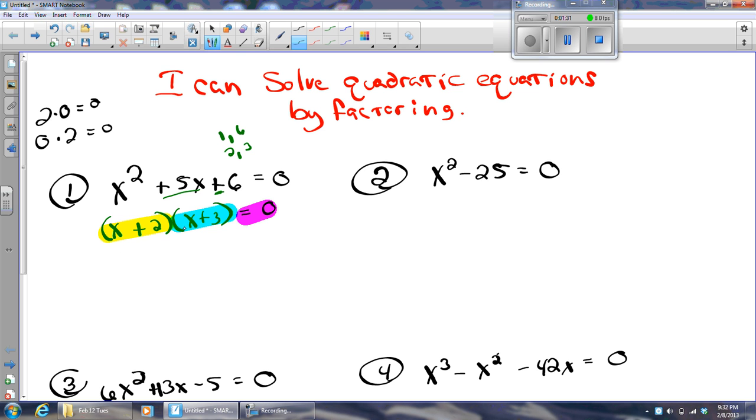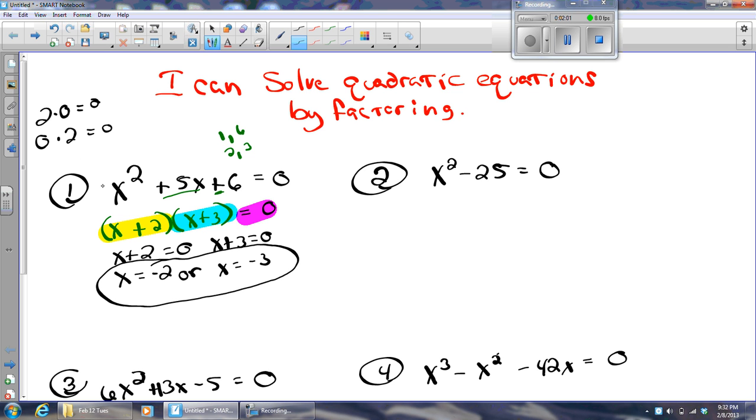Now, let's take a look at these two factors. One of the factors is x plus 2. Let's set it equal to 0 and solve for x. X equals -2. Let's take a look at the other factor, x plus 3. Set it equal to 0. Solve for x. X equals -3. The solution to this is x equals -2 or x equals -3.